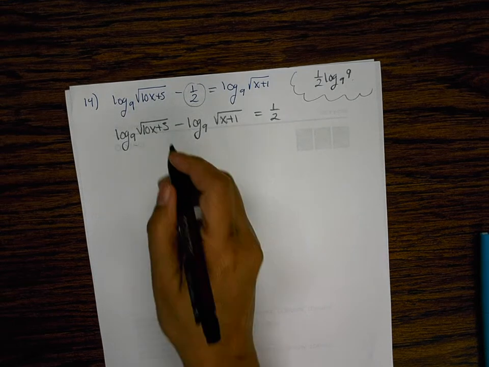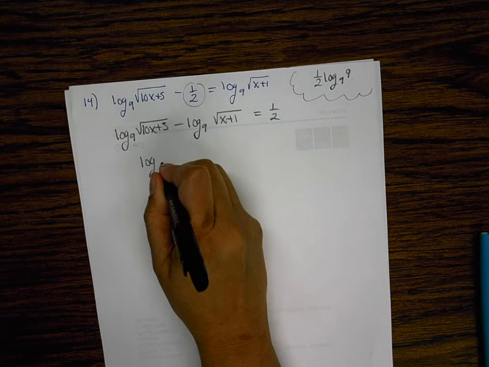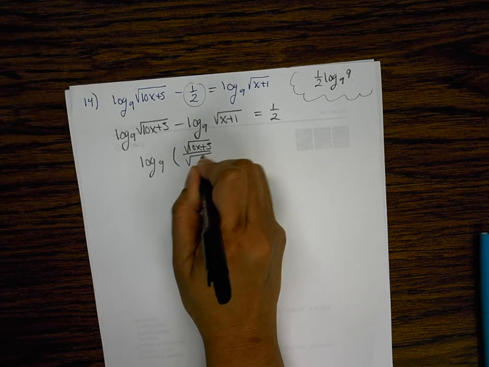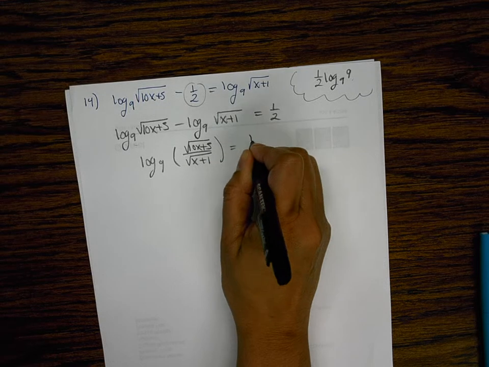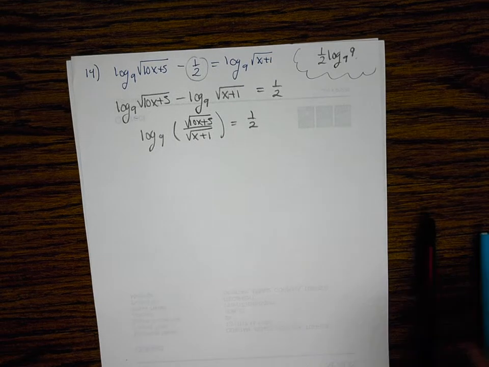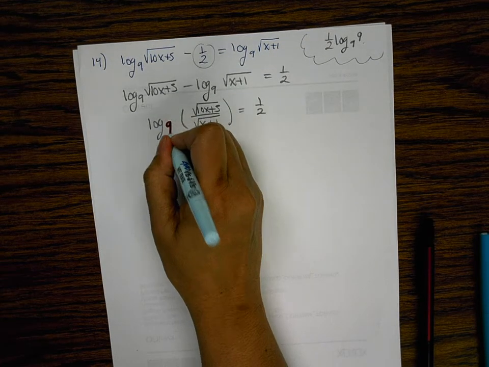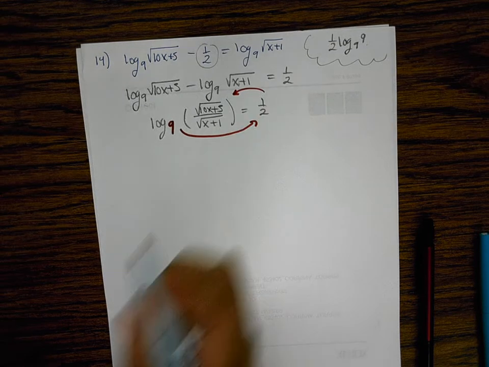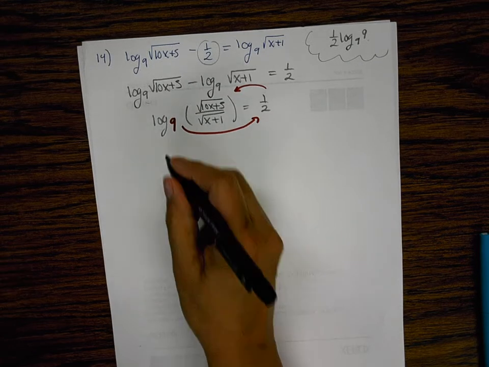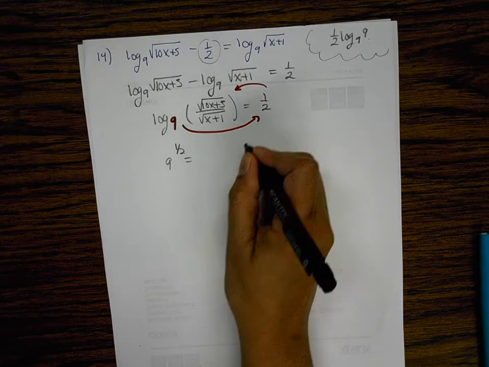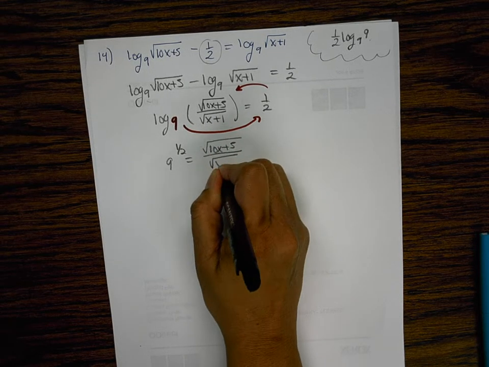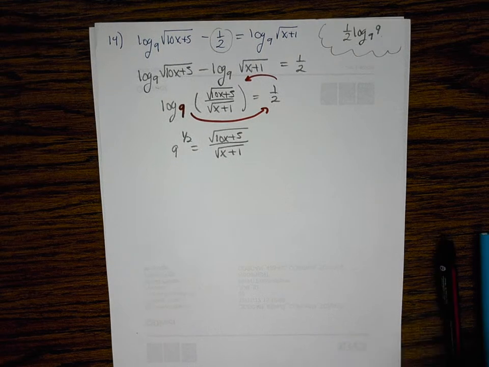Since there's a minus, I'm going to condense it to log base 9 of the square root of 10x plus 5 over the square root of x plus 1 equals 1/2. Since there's not a log on each side, I cannot drop the log. I'm going to do the wraparound. 9 raised to the 1/2 power equals that big parentheses, not base. So 9 raised to the 1/2 power equals the square root of 10x plus 5 over the square root of x plus 1. All right, now up to you.